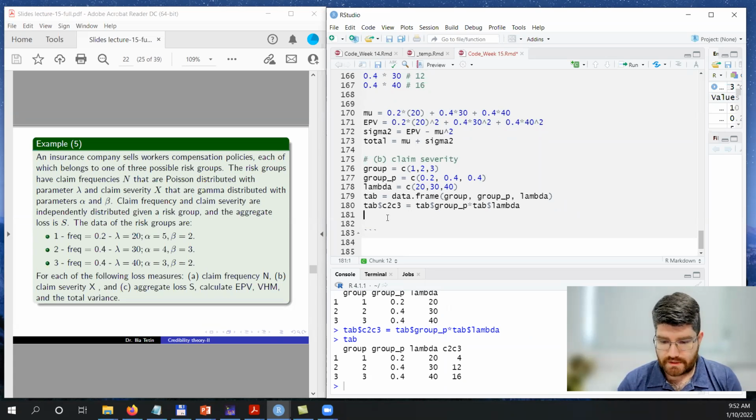Okay, so now this is just the multiplication. Next, we need to calculate the probability of severity. Let's say the probability of severity is a vector. We just need to create an empty vector in order to place values inside it in a cycle. A for loop for each of these groups, for 1, for 2, for 3. So the probability of severity will hold the values which are calculated in the cycle.